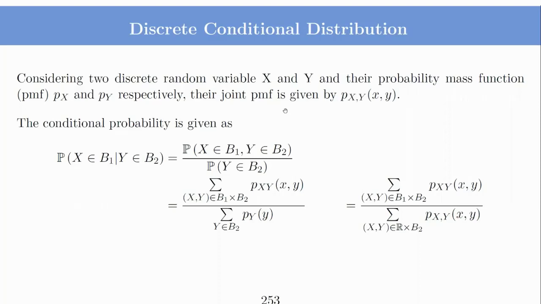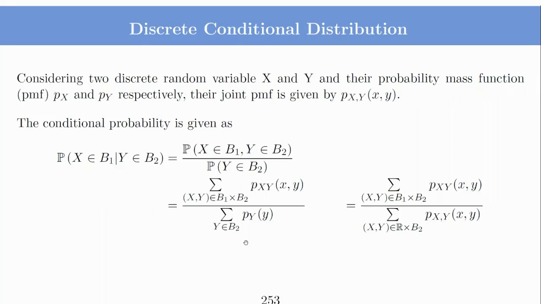And what is the probability that X belongs to B1 and Y belongs to B2? It is given by adding the PMF values at those points which come in this set. So if I sum over all points (x, y) which lie in B1 cross B2, adding all these masses, I get the total probability that X takes value in B1 and Y takes value in B2. Similarly, for the probability that Y belongs to B2, there is no restriction on X, so you can just add the PMF of Y over all values such that Y belongs to B2.